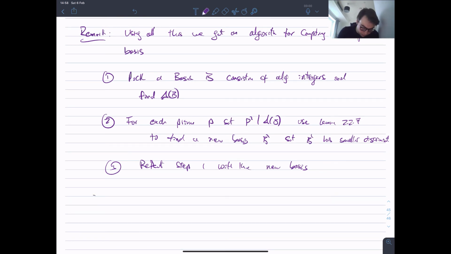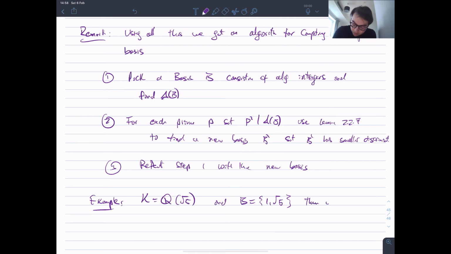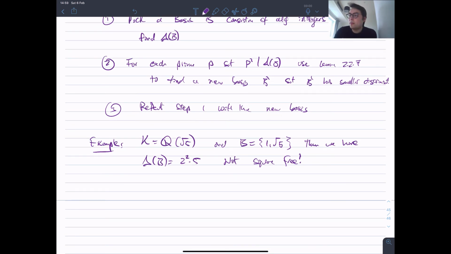So here's an example. So let K be Q(√5), and let's take B to be what you maybe want to assume is a basis, 1 and √5. Then if you compute the discriminant of B, you'll find it is 2 squared times 5. So not square free. Not square free, so there's something we need to do, something we need to check at least.